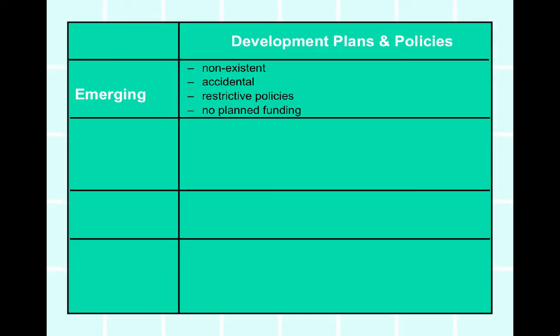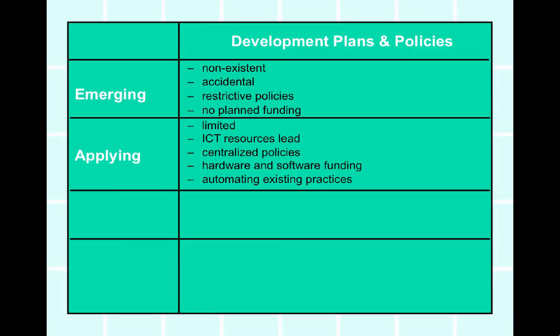Development plans and policies, emerging, tend to be non-existent for ICT or accidental. Many times they're restrictive policies, like who gets to use the mobile devices, and there's no planned funding. In the applying area, it still is limited, and ICT resources tend to lead.